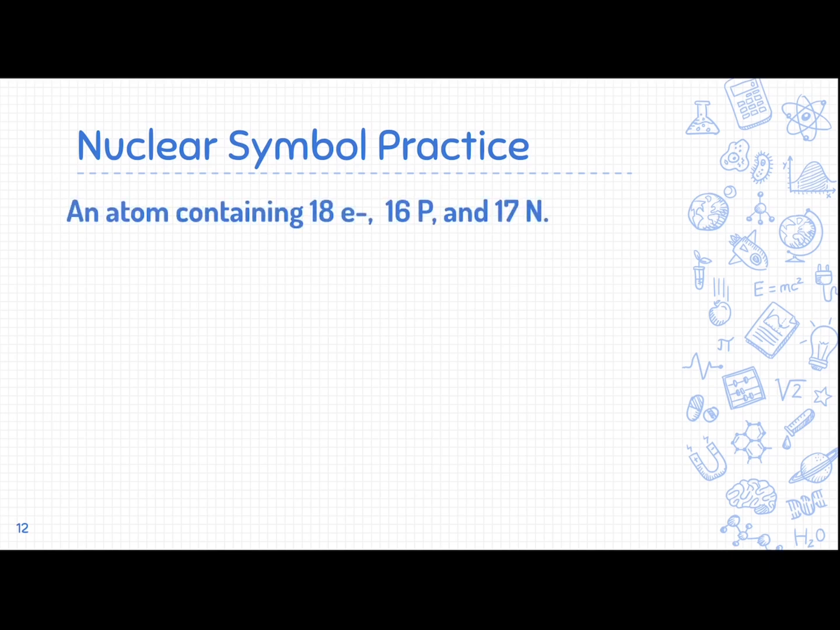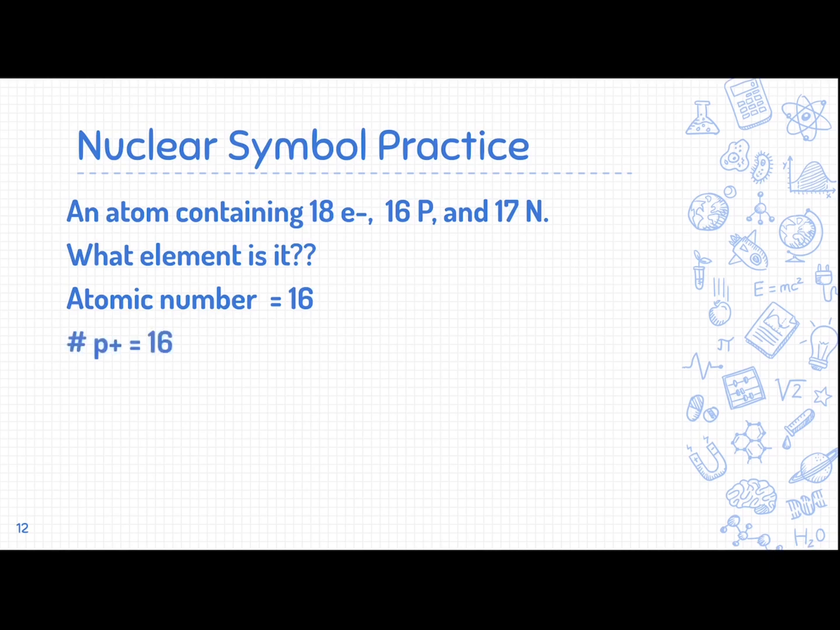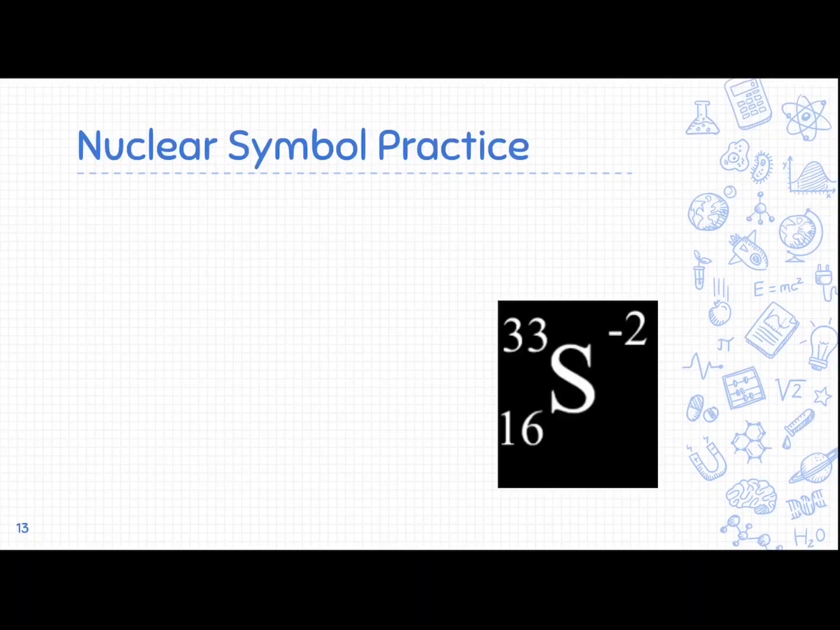So let's practice that. An atom containing 18 electrons, 16 protons, and 17 neutrons. We need to figure out what element it is, and we need to draw its symbol. So if it has 16 protons, that also tells us the atomic number, which is 16, which tells us the element is sulfur.